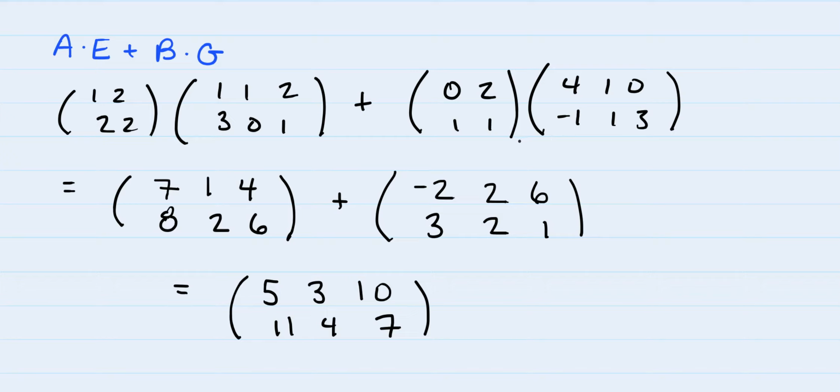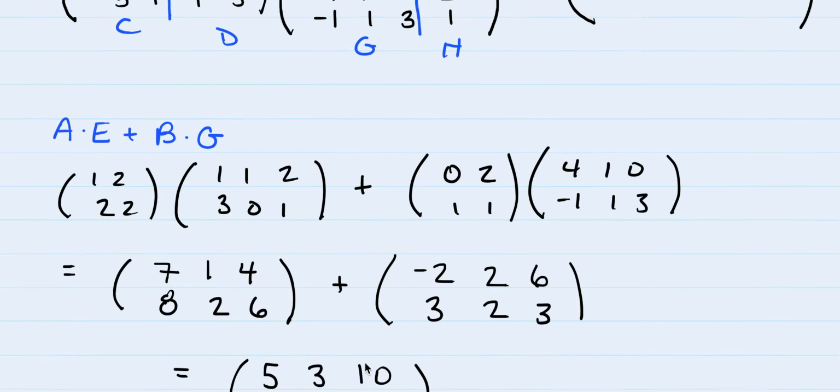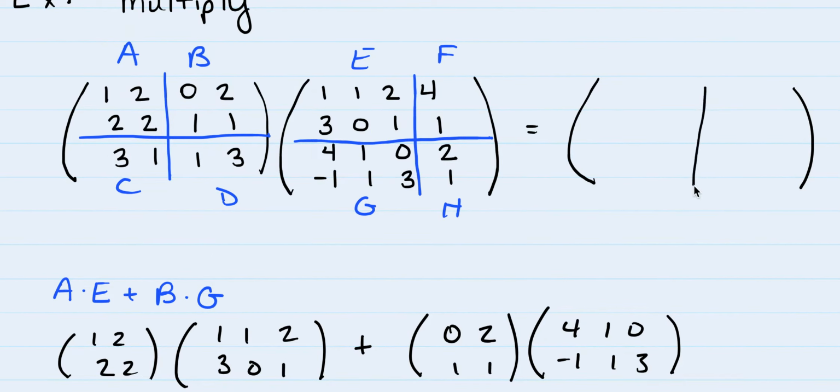Just make sure I didn't do anything wrong here. Oh, I think I made a little mistake right here. This should be 3, and this should be 9. So this is going to go here, which is A times E plus B times G. So I'm going to erase this and actually put this matrix right here.